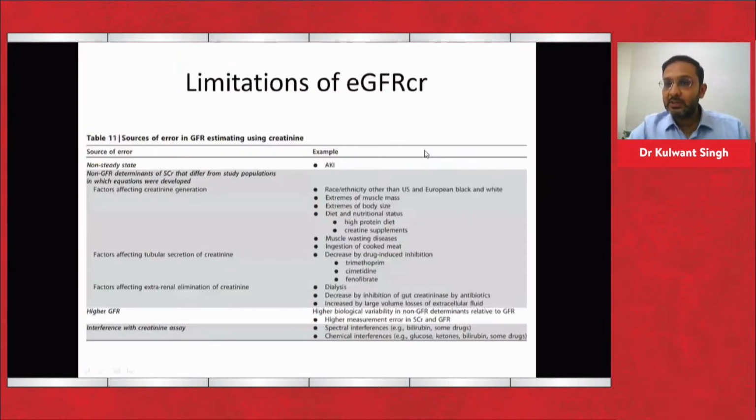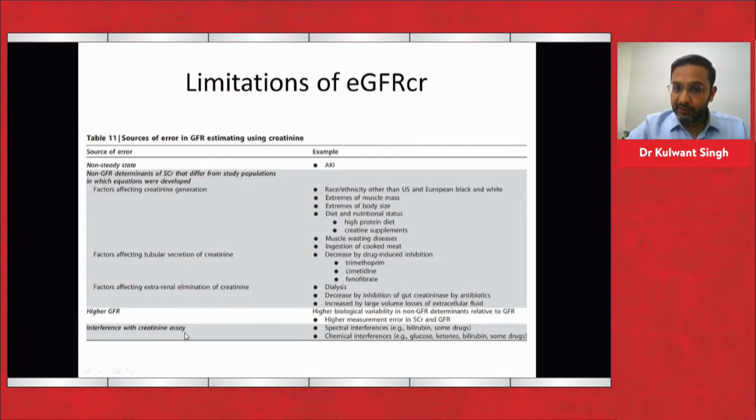But we should always know that there are some limitations with creatinine-based formulas. In cases like acute kidney injury, creatinine is not in a steady state. Creatinine depends on the muscle mass of our body. If a person has a larger muscle mass, creatinine values will be higher and can falsely give us a low GFR. Similarly, if some drugs compete with the secretion of creatinine in the tubules, like Septran or cimetidine, they can give a falsely high creatinine value and a low GFR.